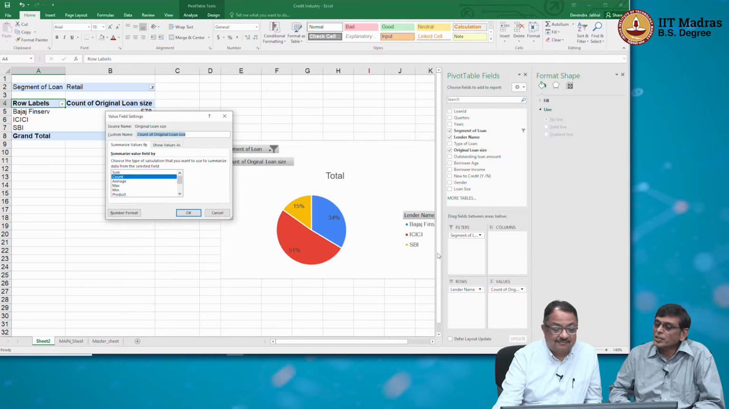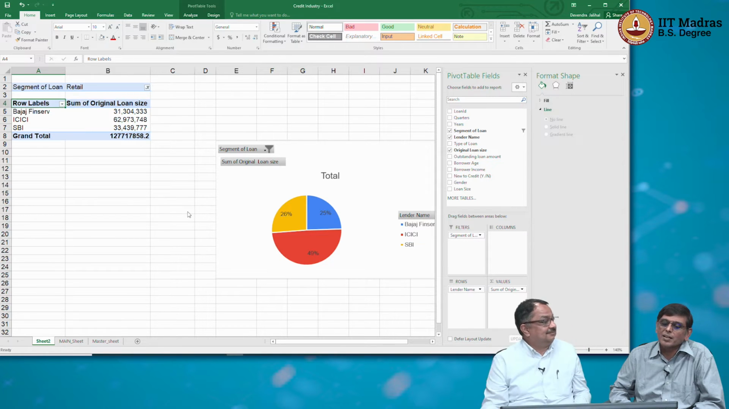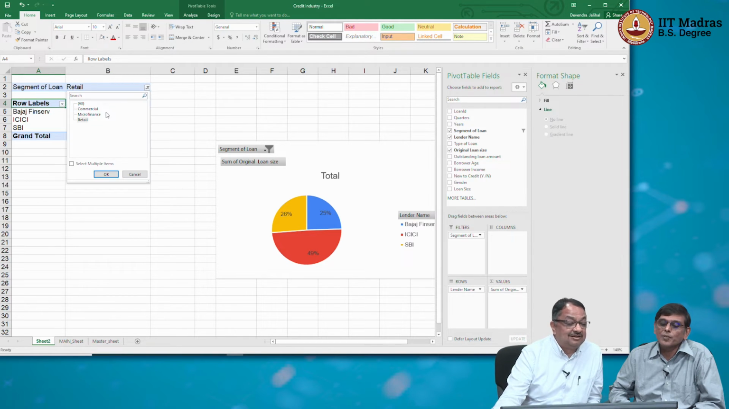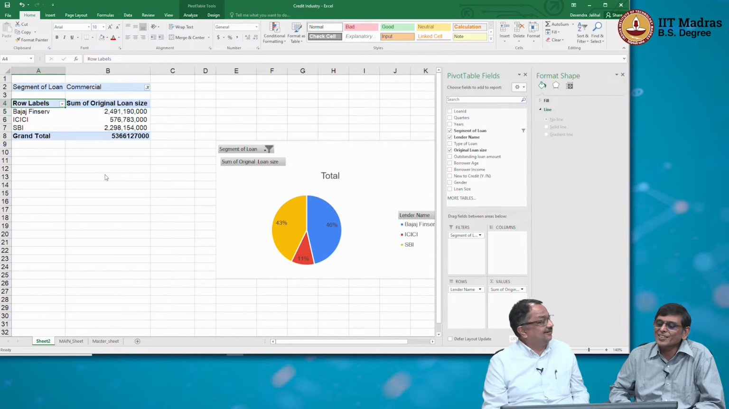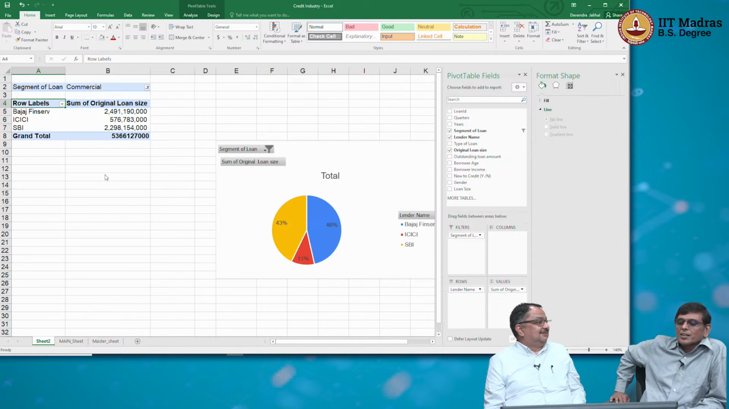Now, if you look at the value, sum. Retail loans, 50% of the total value of retail loans is coming from ICICI Bank. The others also have an equal split. Now the same thing, instead of retail, let's look at commercial. It will completely skew the other way. Correct. See, that's the thing.